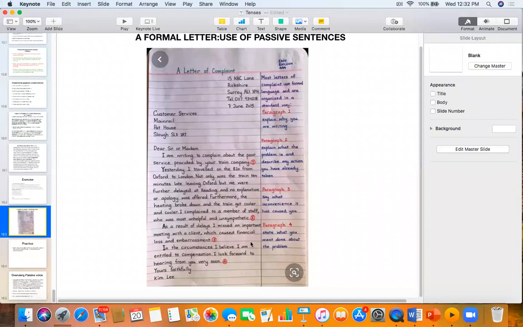You are writing a complaint letter to a company for poor services. Okay? And see a lot of passive sentences. You can see passive sentences used over here. Sample of how you can write a formal letter. Okay?